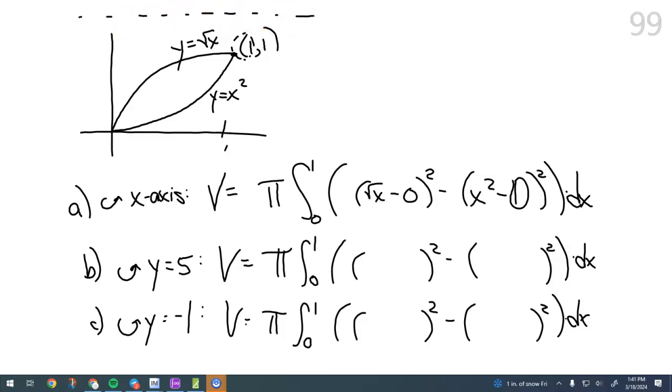Shape. So which one's farther away is your x squared. And the distance between those two is top minus bottom, 5 minus x squared. Which one's closer is the square root of x. Again, if you're not sure, because it is kind of weird to look at sometimes, just draw a line. The one you hit first is closer, the one you hit second is farther. So this is going to be 5 minus the square root of x.